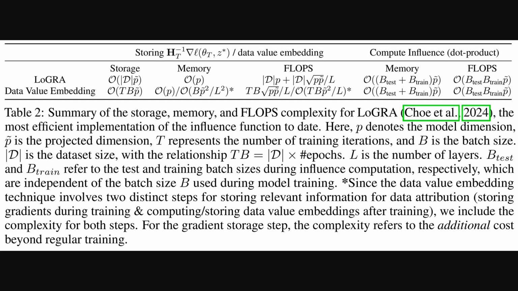Okay, so Table 1 showed us the practical speed and memory wins. Now Table 2 breaks down the theoretical complexity. It compares DVEmb and LOGRA on storage, memory, and flops. For storing the embedding data, look at the storage complexity. DVEmb scales with training iterations and batch size, while LOGRA scales with the total dataset size. This is a key theoretical advantage for DVEmb, especially with huge datasets and long training times. This underpins the efficiency we saw earlier.